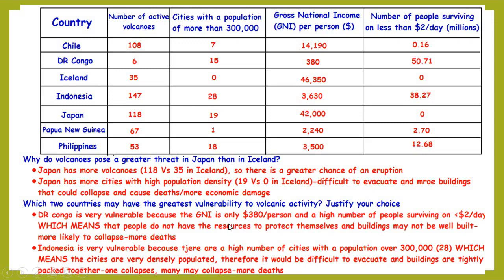Now, if we'd done the 3 Ps lesson, you could go into what resources I'm talking about. We're doing the 3 Ps lesson at the end of this topic. And buildings may not be well built, therefore they're more likely to collapse, therefore more deaths.